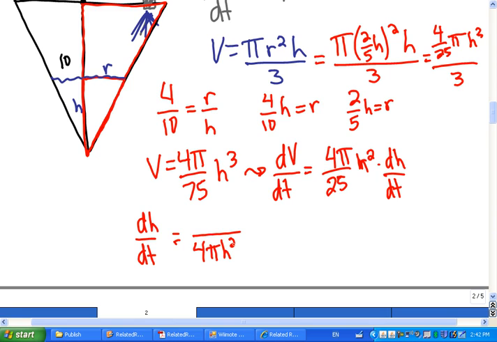When it comes across the equal sign, I'm going to take that 25 and put it up, so it'll be over here. And it still leaves me with a dV/dt.